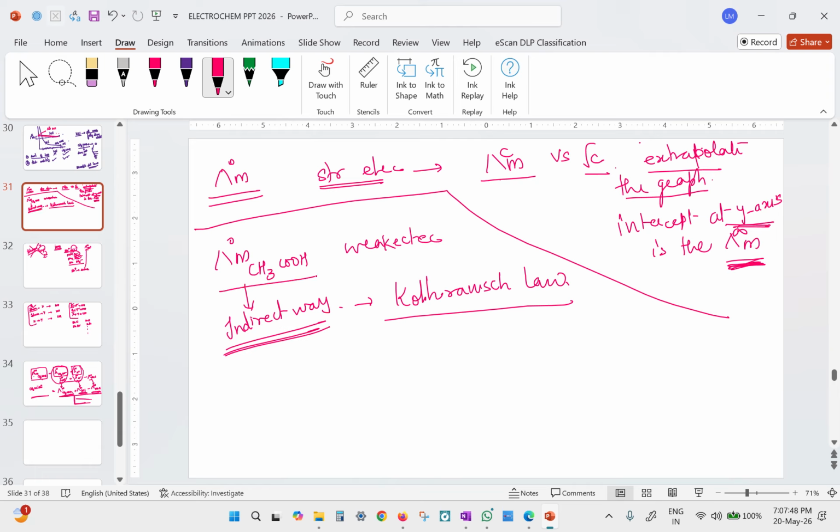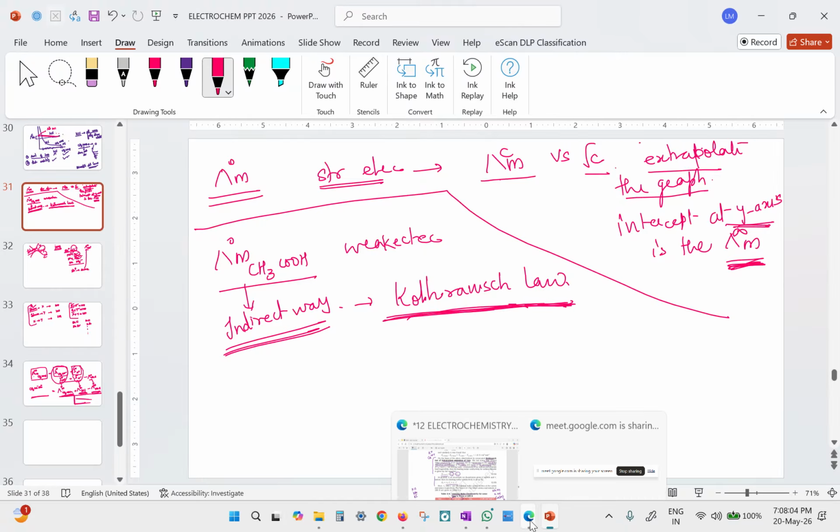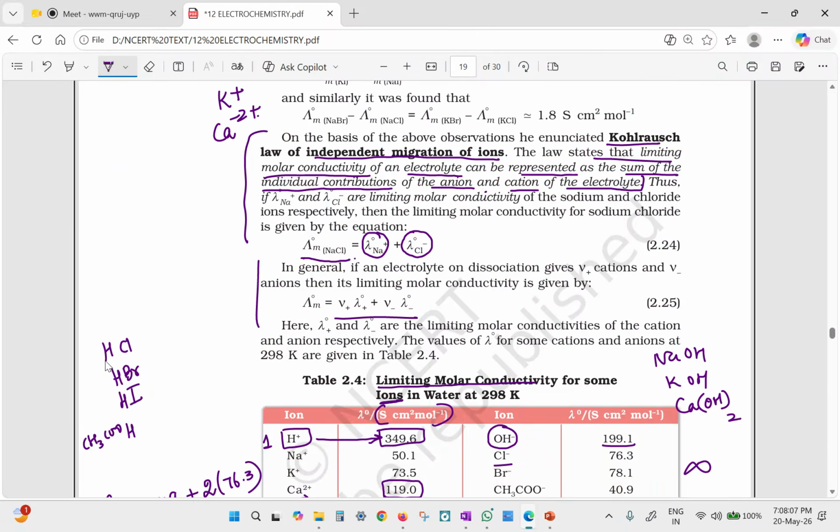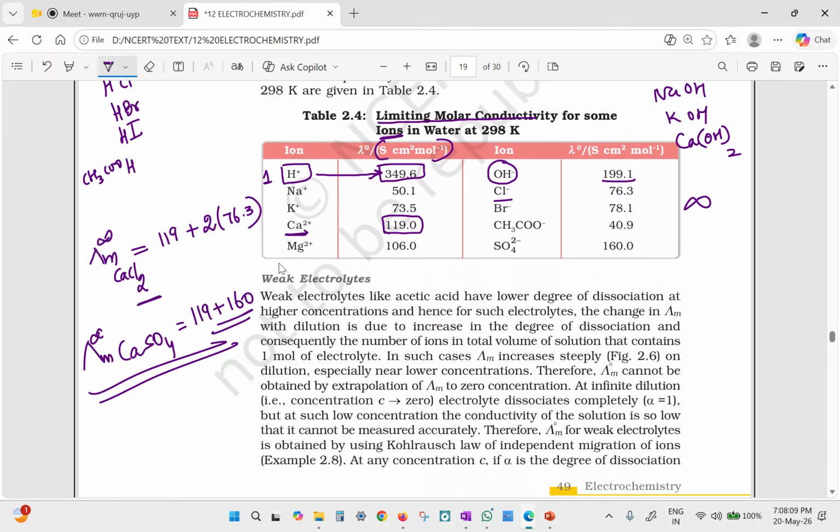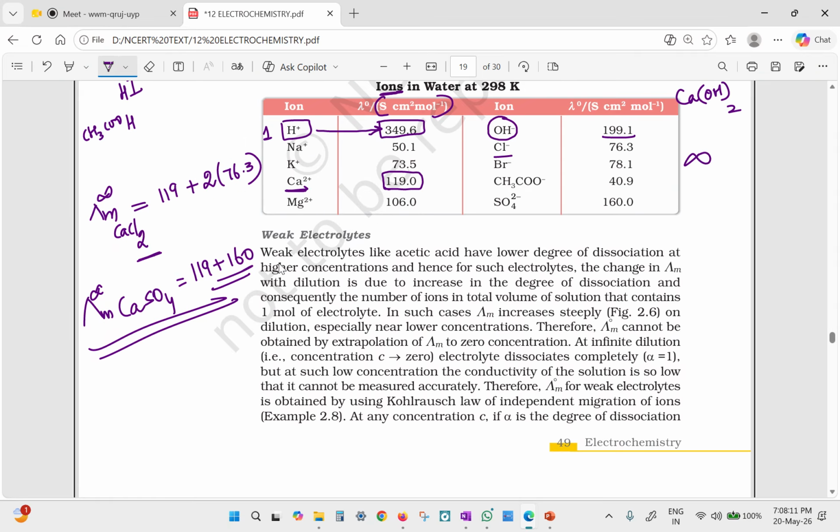How do you find out the limiting molar conductivity of a weak electrolyte? By using which law? By using Kohlrausch's law. Understood all this? Yes, ma'am. Yes, Pranav? Yes, ma'am.